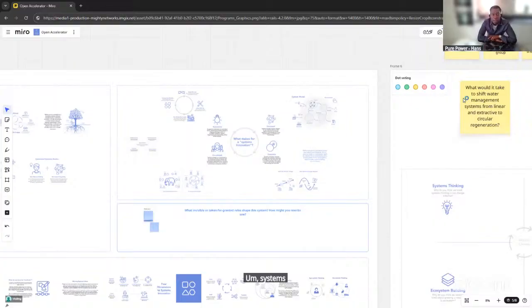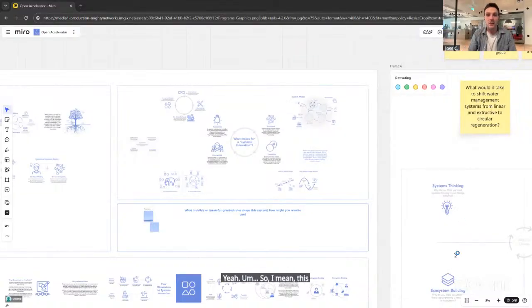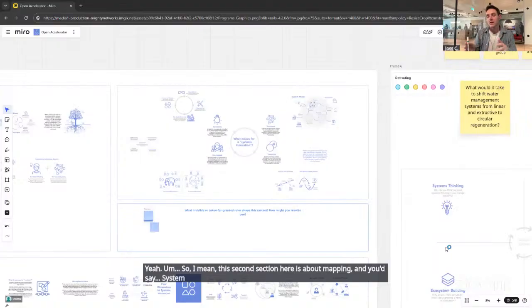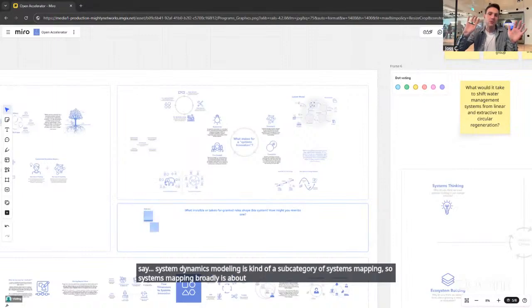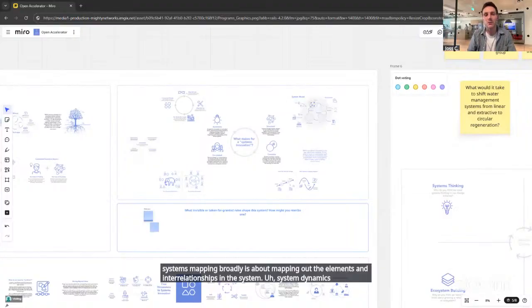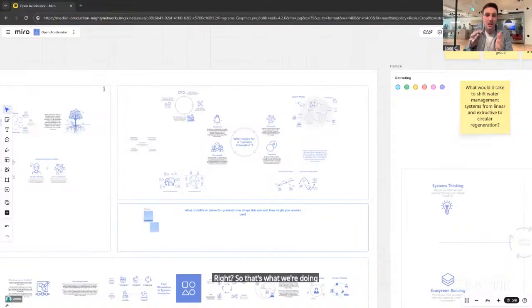Systems dynamics modeling. Yeah. So this second section here is about mapping, and you'd say systems dynamics modeling is kind of a subcategory of systems mapping. Systems mapping broadly is about mapping out the elements and interrelationships in the system. System dynamics is a subset of that, which is a little bit more technical, more specific and scientific, should we say. So it definitely can be part of this. It would be part of that second part, where system dynamics modeling is really trying to understand the system. So it can be part of this for sure, yeah.